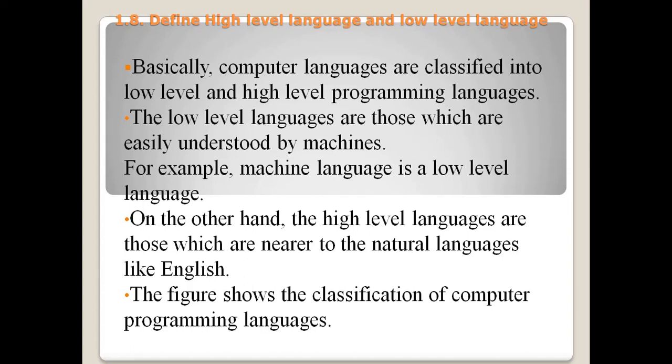The low-level languages are those which are easily understood by machine. So the machine languages are examples of low-level language. And the high-level languages are those which are like English language, or which are called natural language like English. Here we use English words and English phrases. Those are called high level languages.